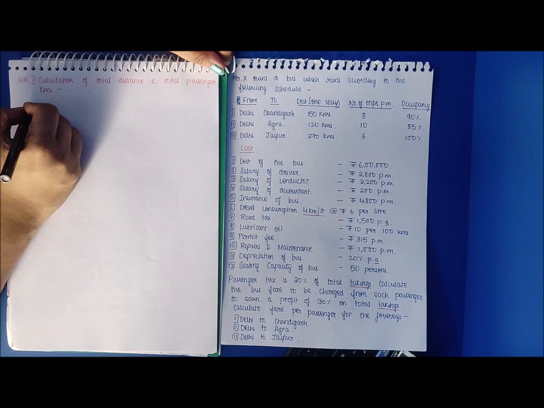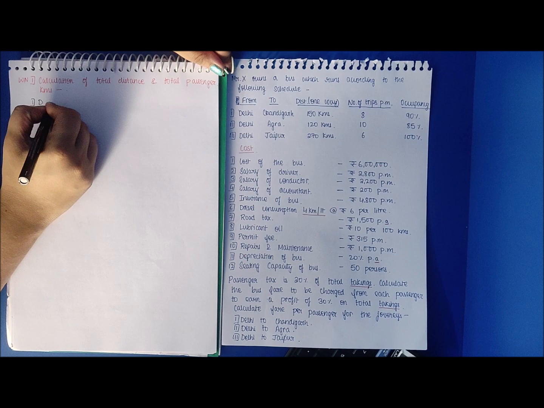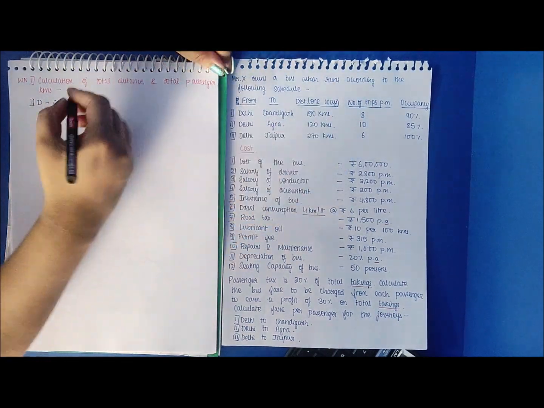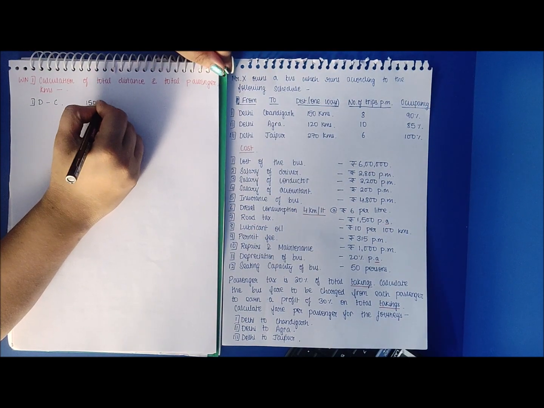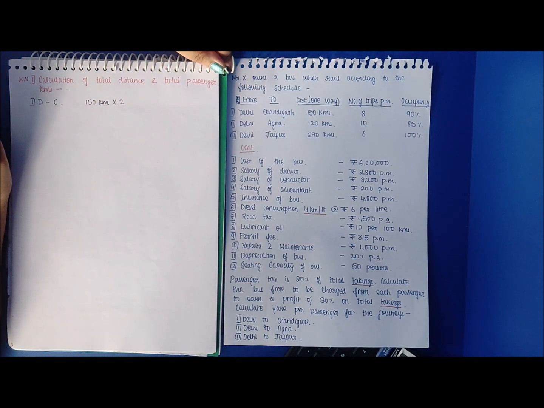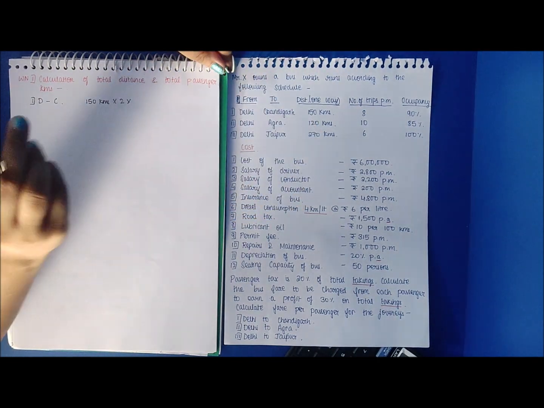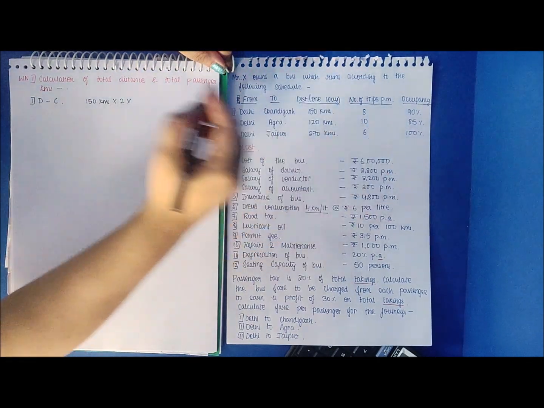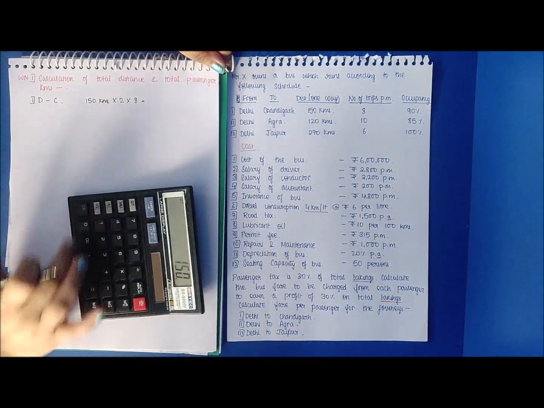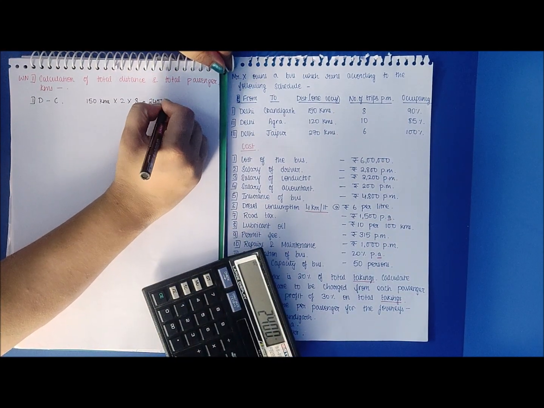Okay, so first we have Delhi to Chandigarh. Delhi to Chandigarh, one way is 150 kilometers, into 2. This would be the total kilometers of the trip. 150 into 2 is the total kilometers for one trip. In 1 month, it is having 8 trips. So my total distance would be 150 into 16, that is 2400 kilometers.